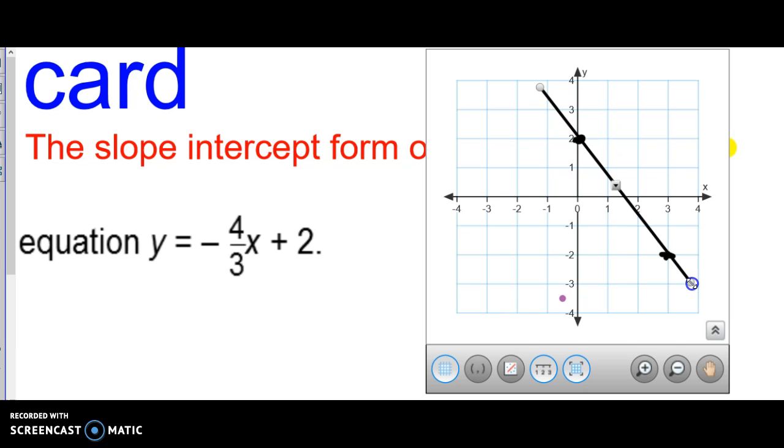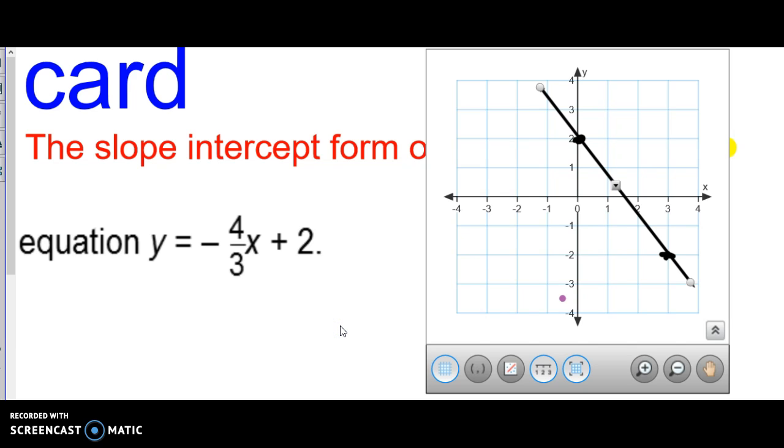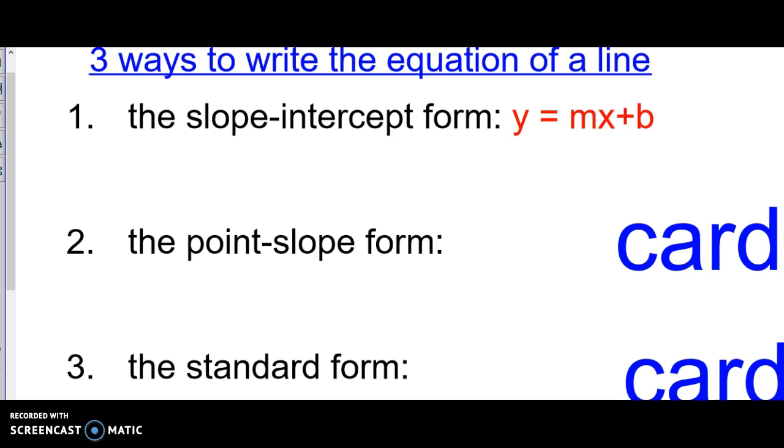Should have arrows on it as well, so I'm going to add arrows to mine. Okay, I don't think the arrows worked, but anyway, you get the idea. So now let's explore the 3 different ways to write the equation of a line.